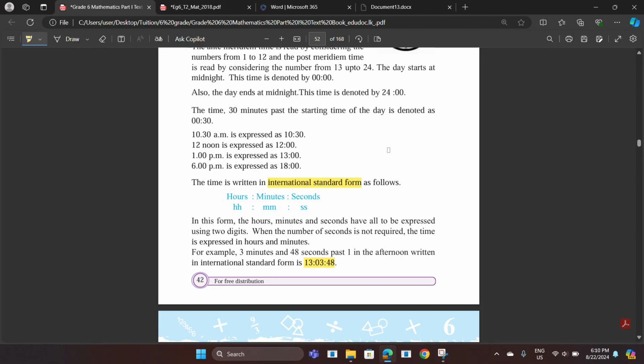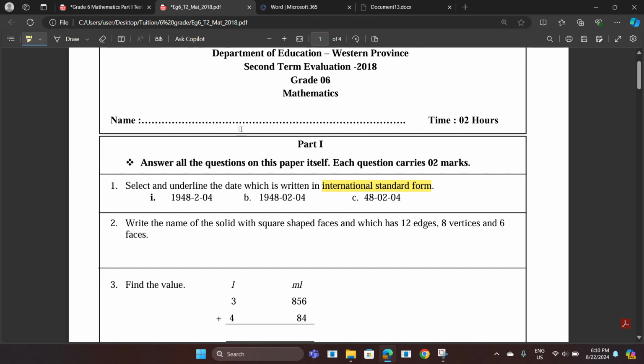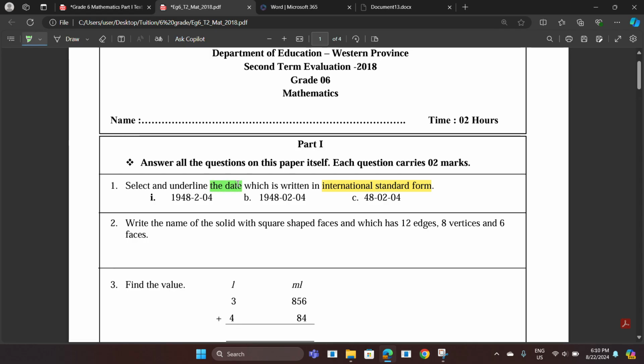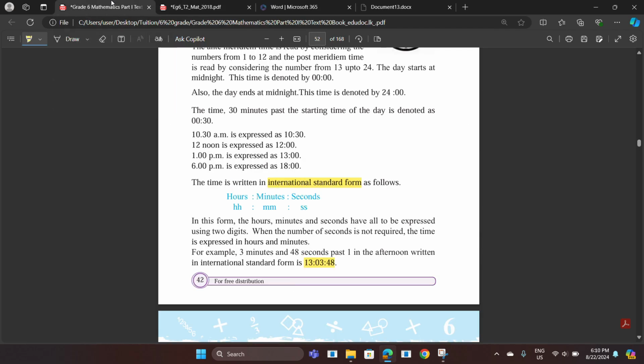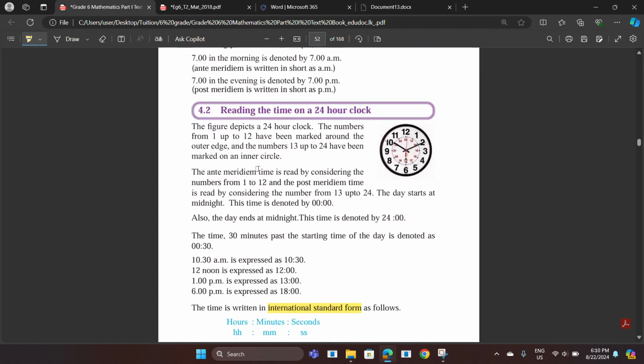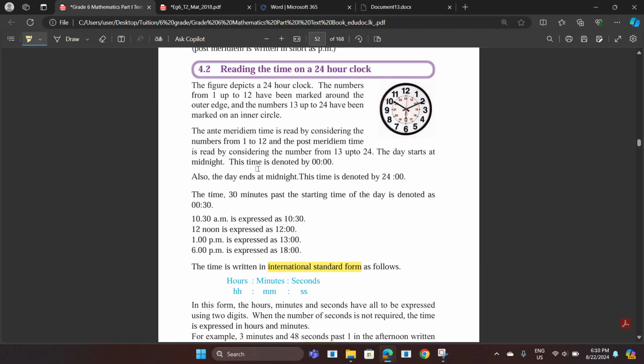Okay. The paper's question is about a date. Okay, it is about a date. But I will teach you how to represent time on a 24-hour clock or International Standard Form.